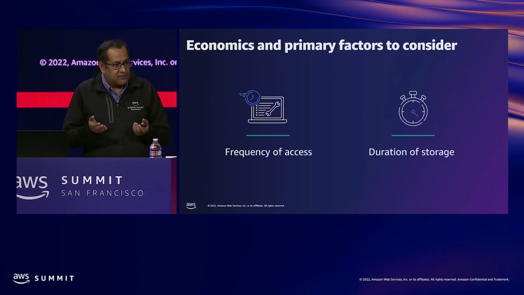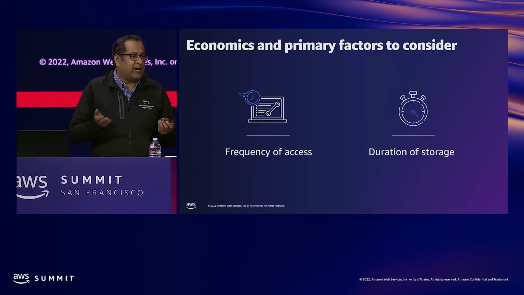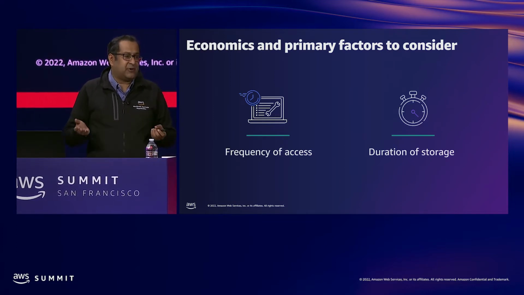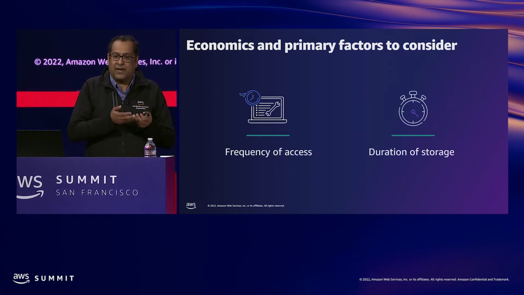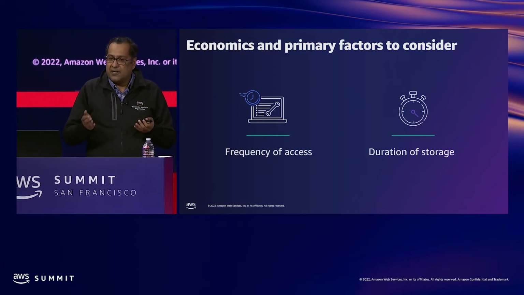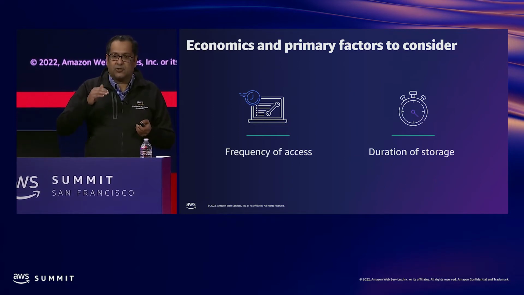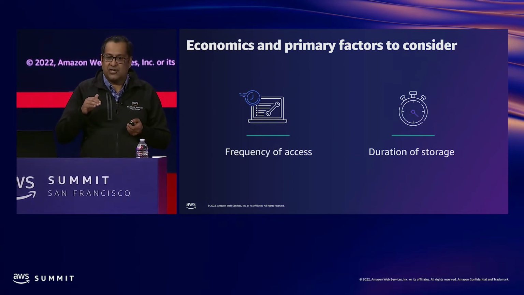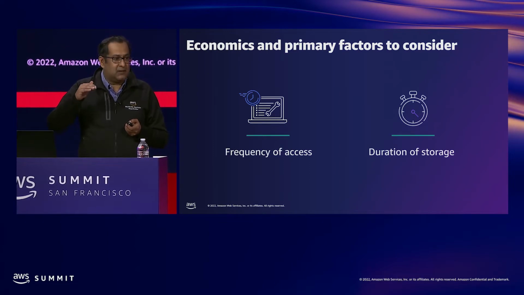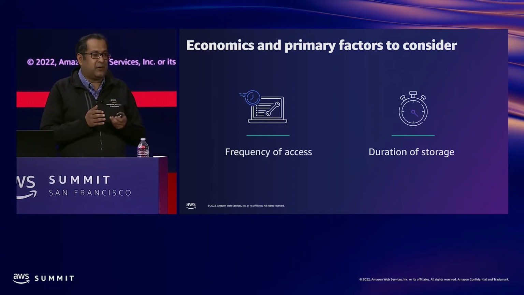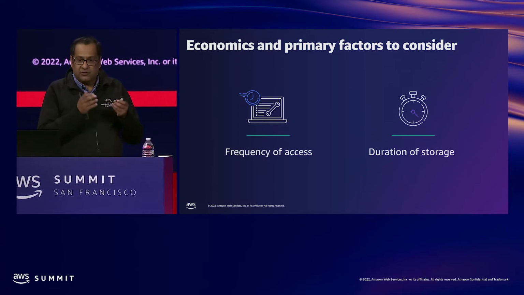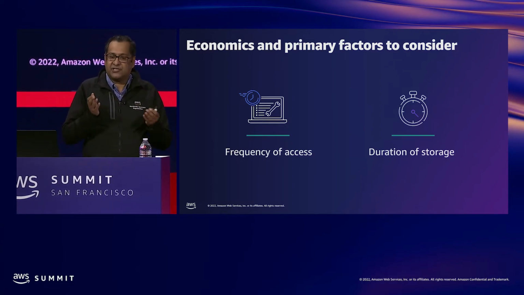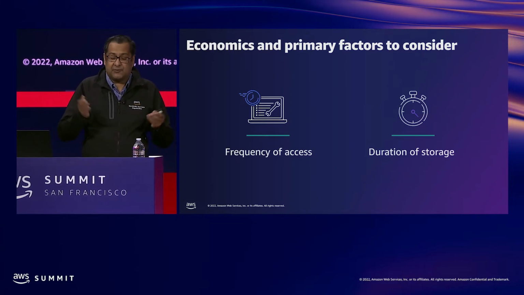Like I mentioned, Glacier Instant Retrieval is great for data that is accessed 3 to 4 times a year, right? You're paying a very low storage cost, but a little higher access cost, which means there's a break-even point. If you're accessing your data too often and you keep your data in GIR, you're going to end up paying a little bit more, in which case you need to reevaluate and think about S3 infrequent access. So GIR is perfect for data which is accessed 3 to 4 times a year.